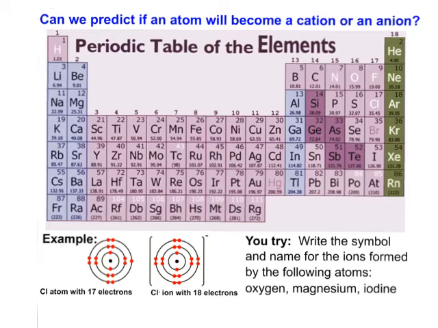So you try. Write the symbol and name for the ions formed by oxygen, magnesium, and iodine. Go ahead and pause the video and see if you can get those right.